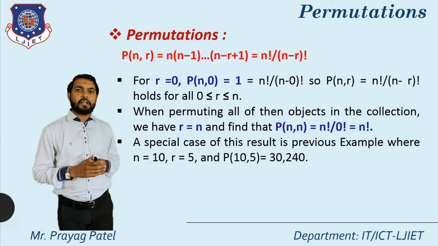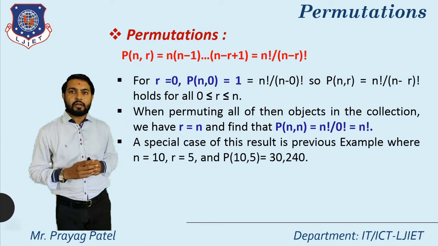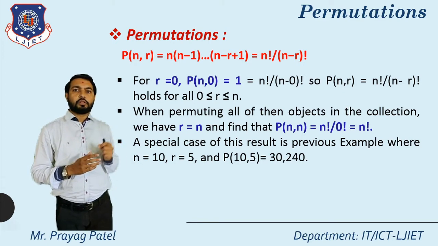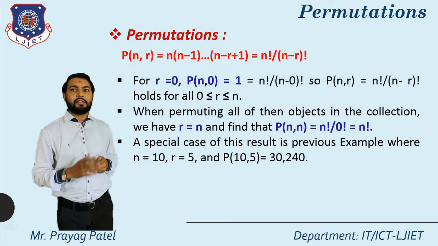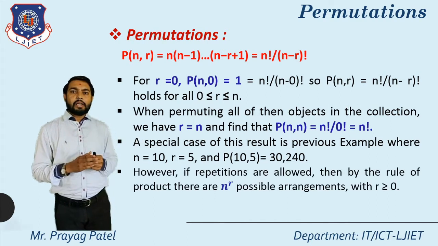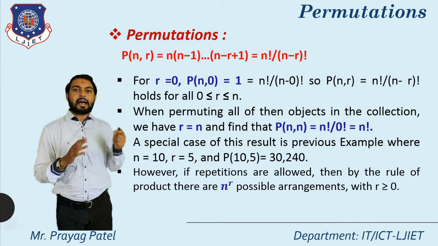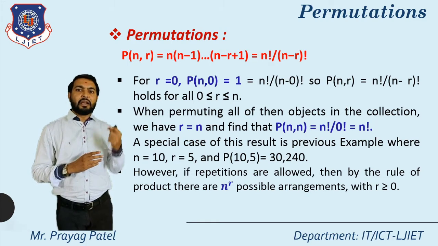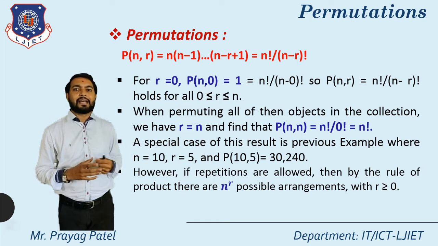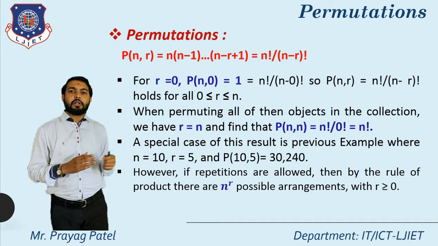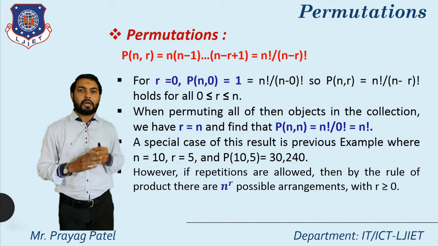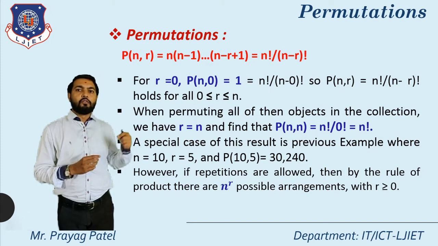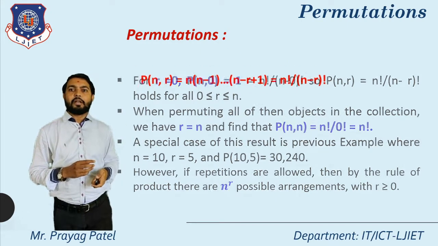A special case of the previous example is n equal to 10, r equal to 5, that means we have to find P(10, 5), which is equal to 30240 according to this equation. Now, if repetitions are allowed in this sequence, if we permit the repetition of any number or any character, then how many possibilities are there? The number of possible arrangements for this sequence is n raised to r, with r greater than or equal to 0. So if we want to repeat the element, then n raised to r possibilities are there.